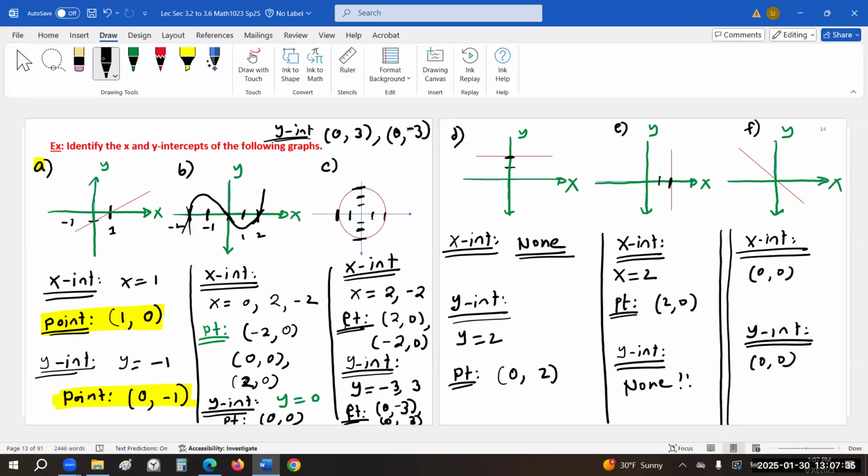But the rule is if you cross the x-axis, it has to be x-intercept. If you cross the y-axis somewhere, it has to be y-intercept.